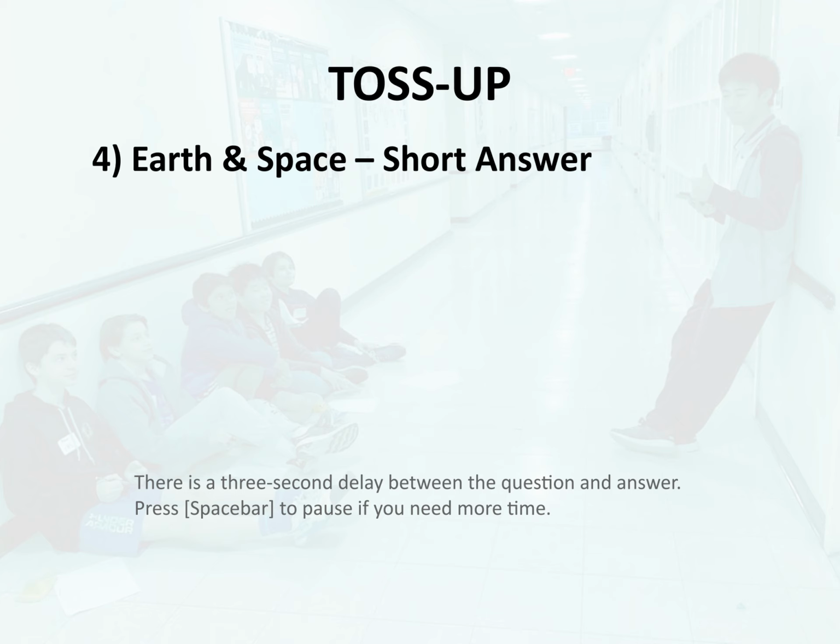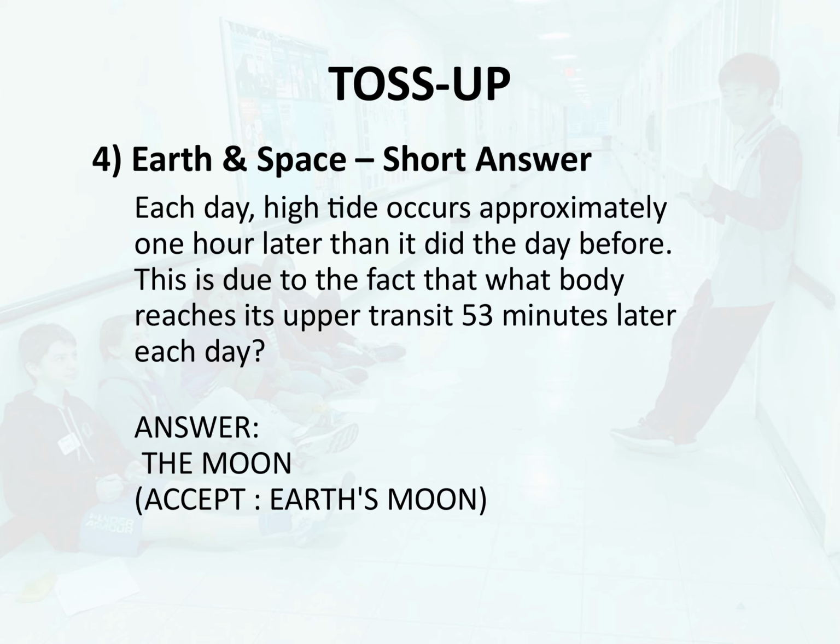Toss-up 4. Earth and space, short answer. Each day, high tide occurs approximately 1 hour later than it did the day before. This is due to the fact that what body reaches its upper transit 53 minutes later each day? Answer. The moon.